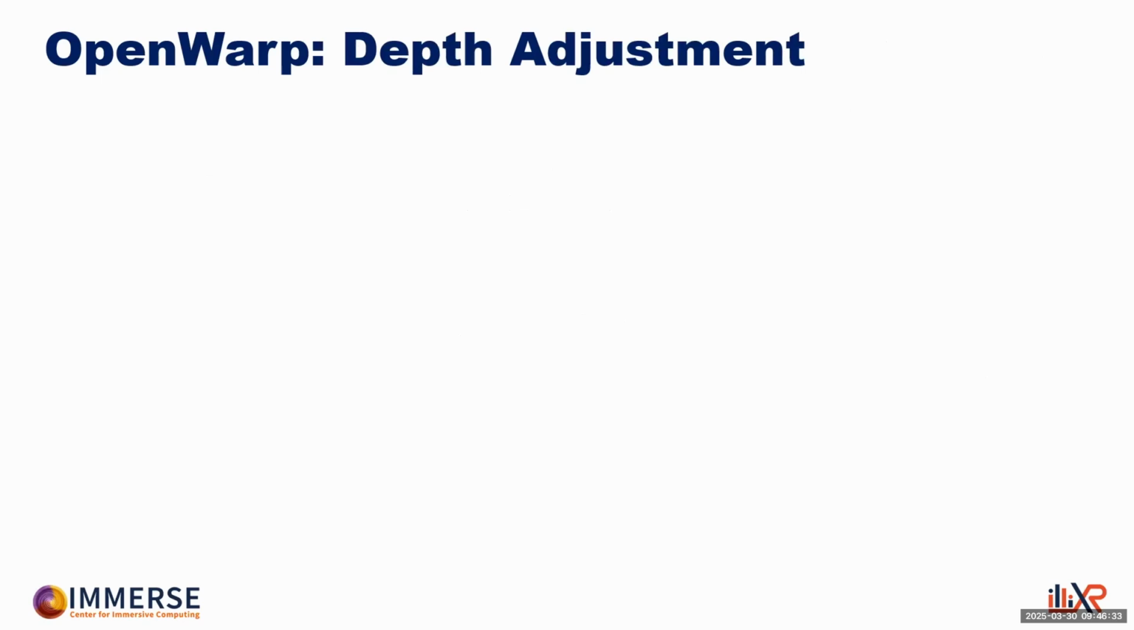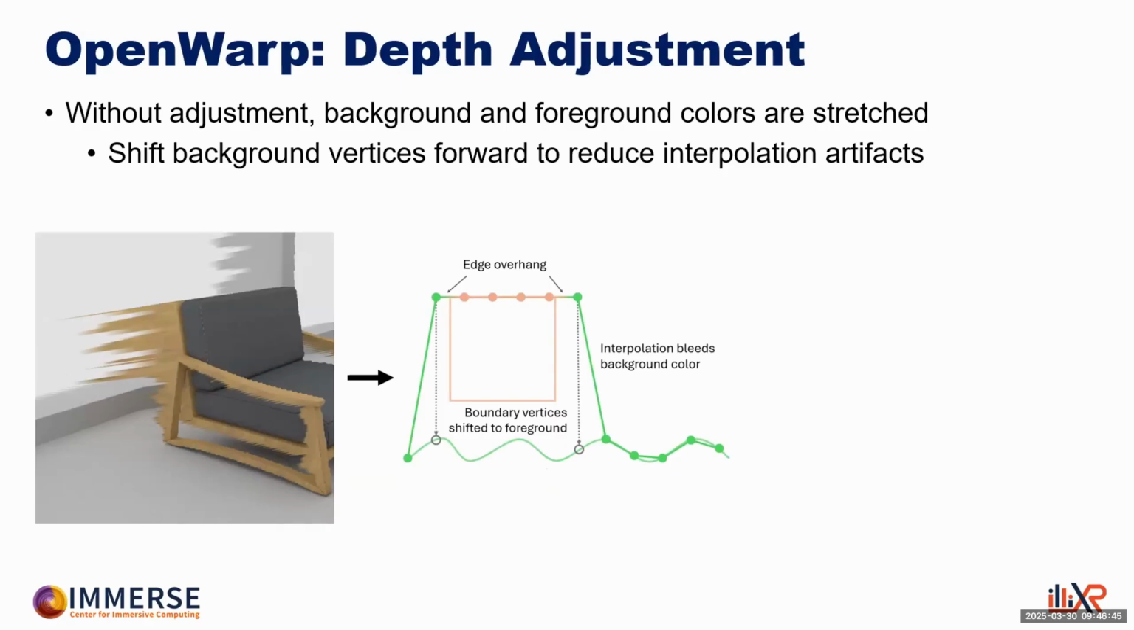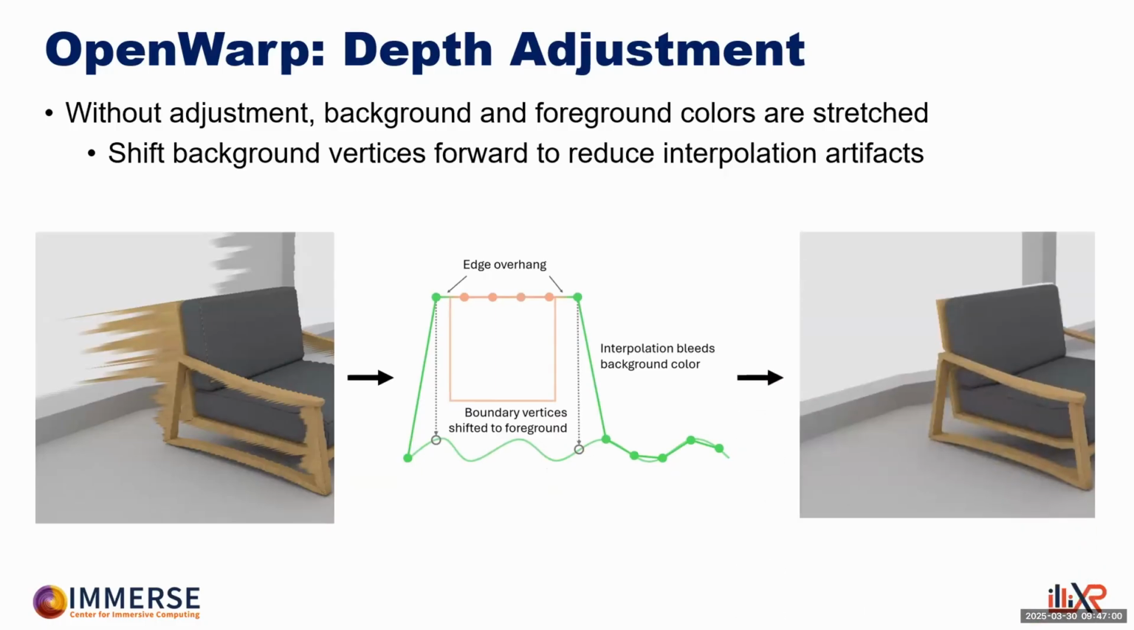So without any adjustments, you might run into some strange artifacts like stretching, where the background and foreground colors are stretched very obviously. So to mitigate this, we first check the neighboring depths to see if a vertex is at the boundary of a foreground and background object. And if we identify such a vertex, we shift it to the foreground to minimize this really intense color interpolation. This helps a lot, and although it has its own artifacts, we find that in general, it's a lot better than without this adjustment, and usually it's not as noticeable.